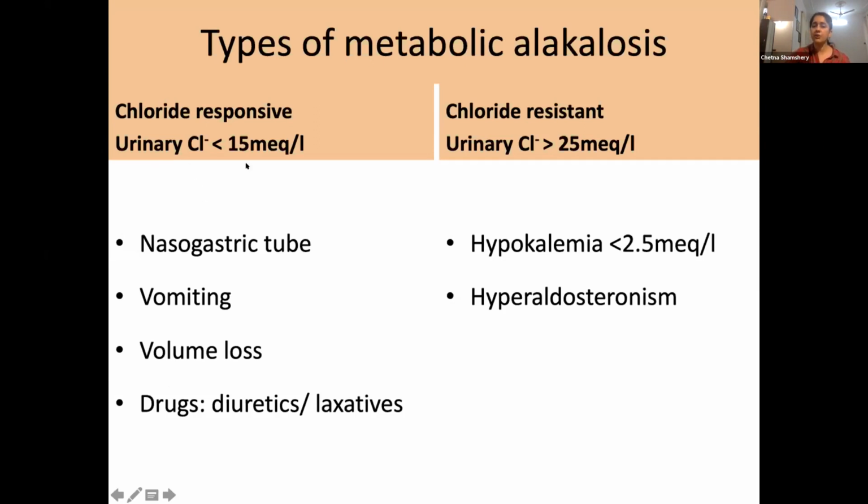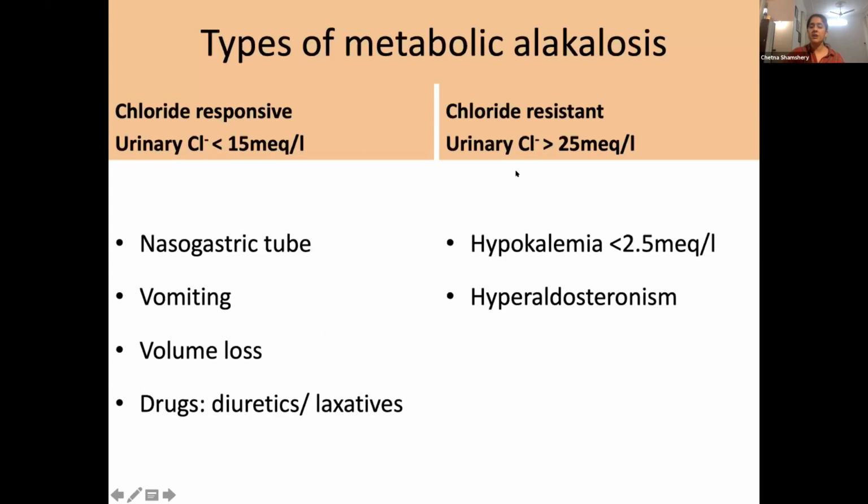So if the urinary chloride levels are low, that means you give fluid to that patient and the patient will be settled. So in metabolic alkalosis, if you see that the urinary chloride levels are low, that means the volume of the body is low. You give volume to the body and the metabolic alkalosis will be settled.